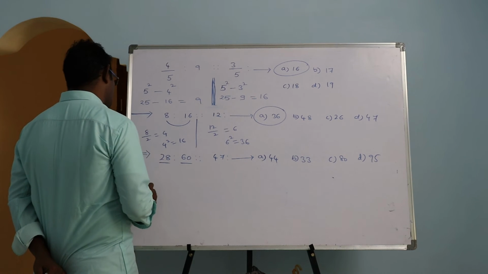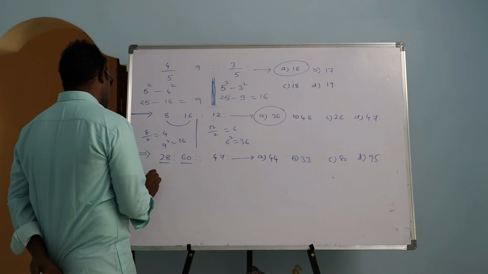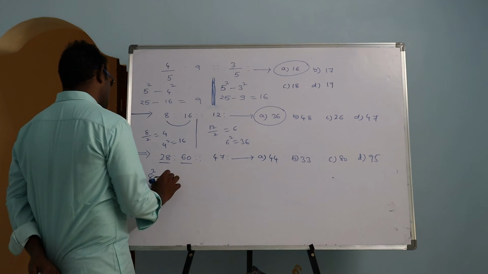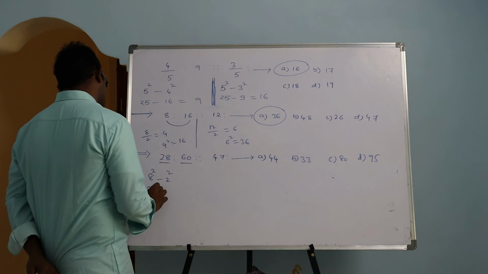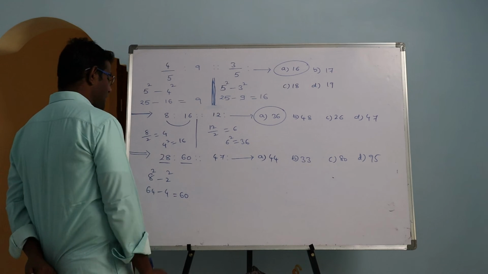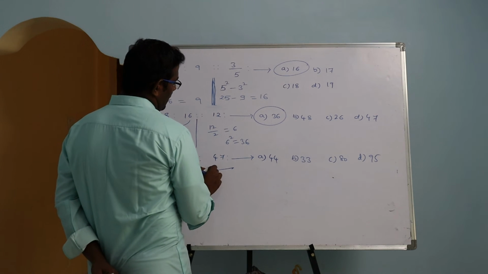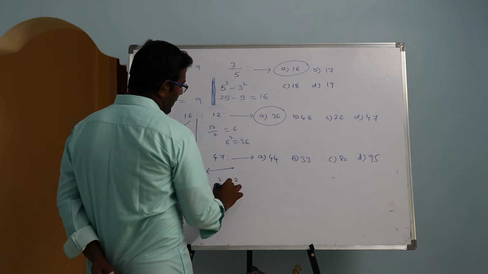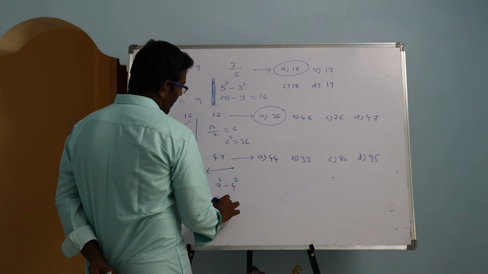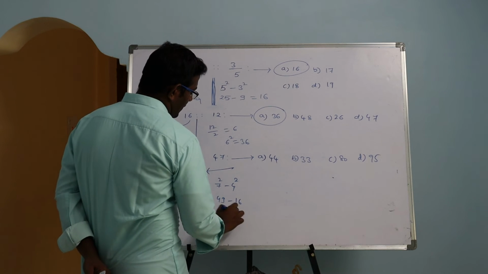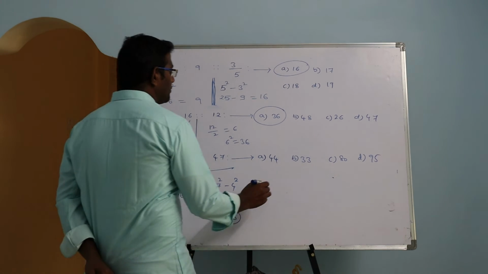28 to 60 means 28 can be written in the reverse order. 82 means 8 square minus 2 square. 8 square means 64. 2 square means 4. Your resultant answer is 60. In the same way, 47 reversed is 74. 7 square minus 4 square. 7 square means 49. 4 square means 16. Your answer goes to 33. 33 belongs to option B.